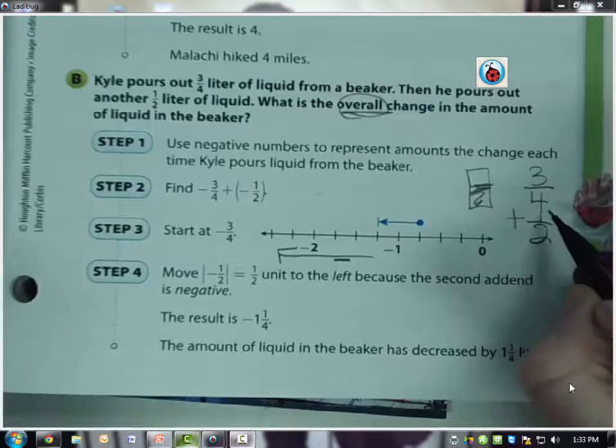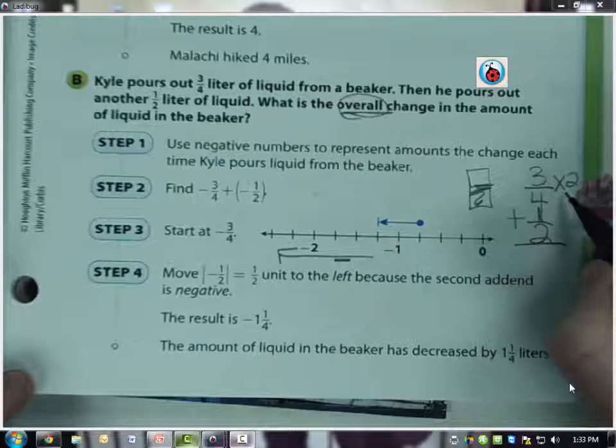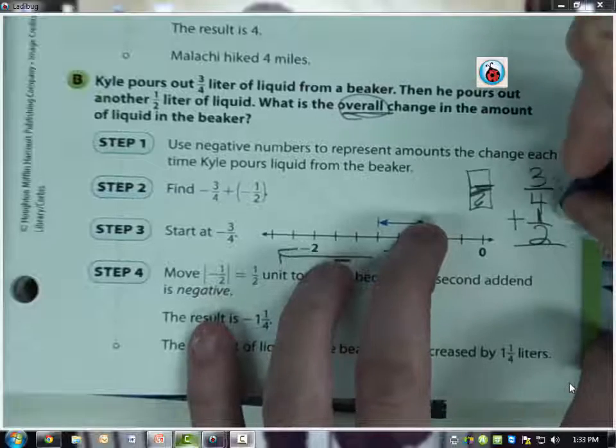We need a common denominator. So we're going to use a scale factor of 2. Oh, whoops. Sorry, scale factor of 2 is 1/2. This is already our common denominator up here. Okay?